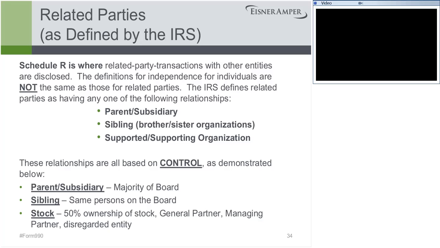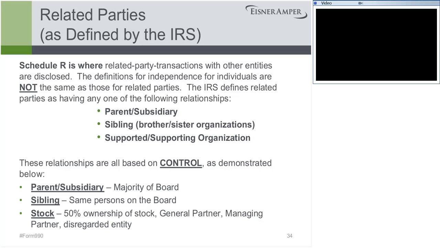Siblings are same persons on the board. That means 100% of the people that serve on my board also serve on this board. We are brother and sister, basically. It's the same group of people making decisions on both ends. And you're also seeing more and more disregarded entities. Disregarded entities are LLCs where we, the charity, are the sole member. That LLC is consolidated within our financial statements, but legally it's a separate entity.